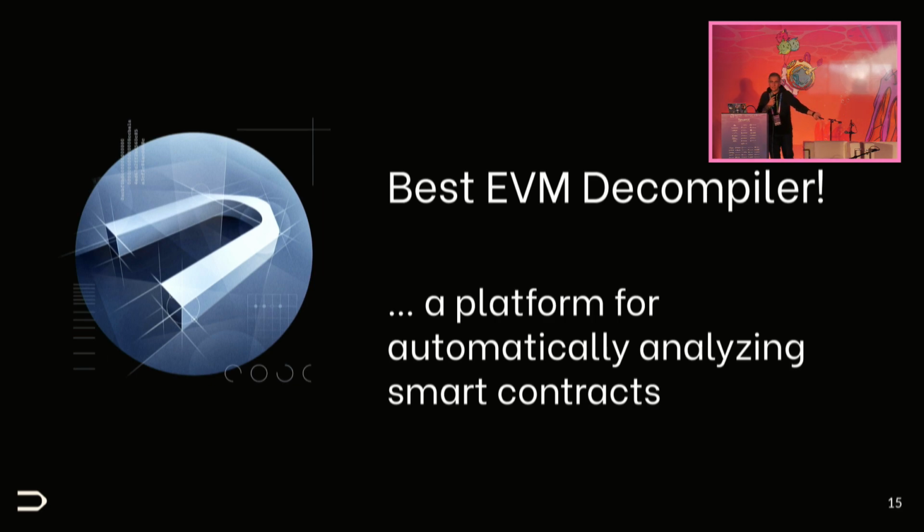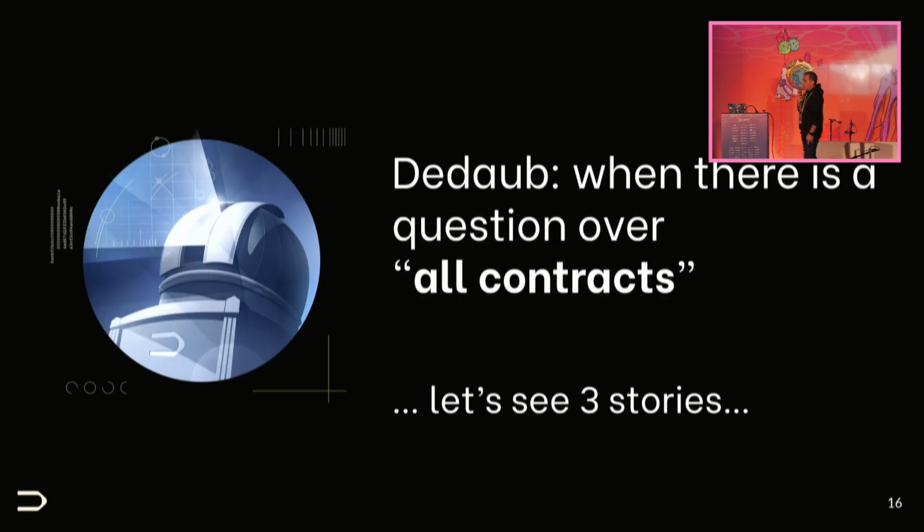Now, why is this interesting that we have a decompiler? Well, why do I care? I deploy my smart contracts, and my smart contracts have source code. Well, you care about having a decompiler because it offers a unified platform for automatically analyzing smart contracts. So the decompiler is just a great unifier that enables automation over the smart contracts. That's why you care.